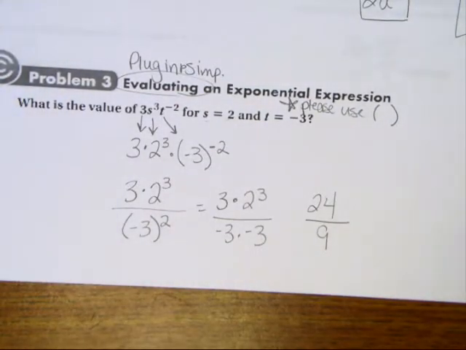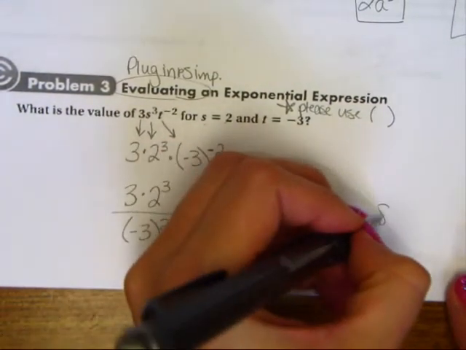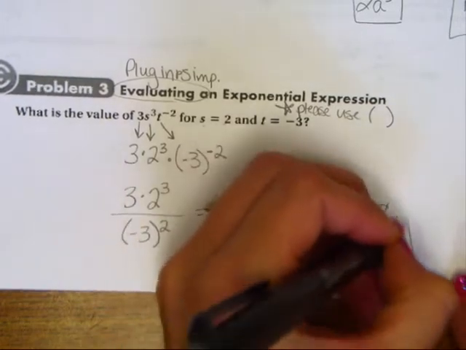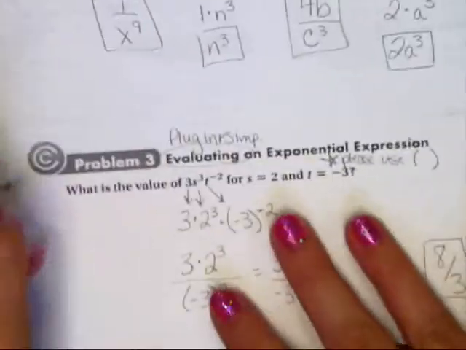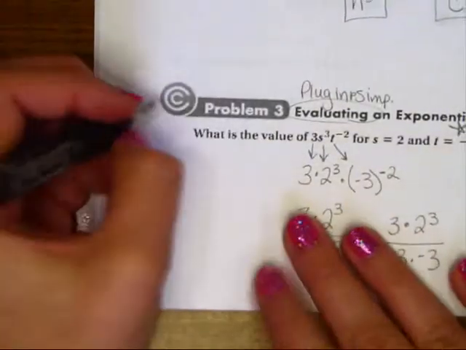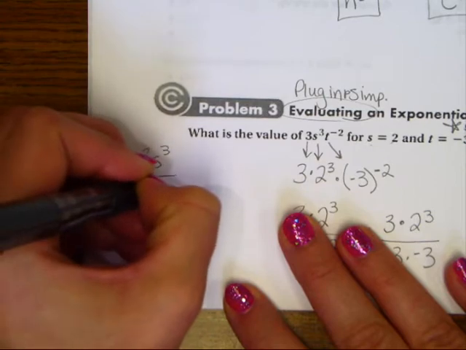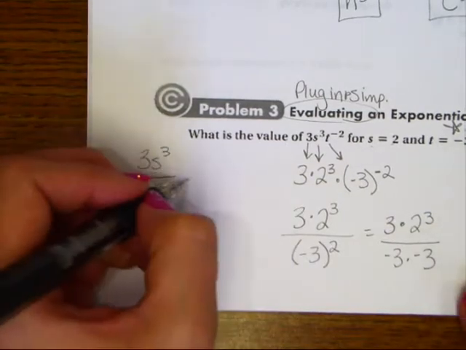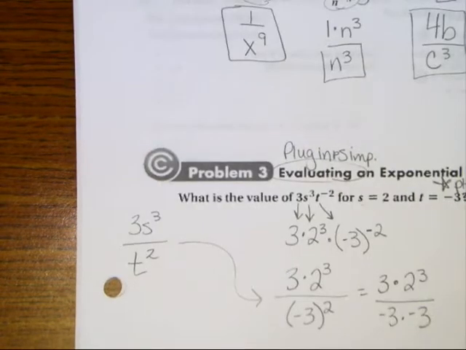Now something we should notice is that we can reduce, right? 3 goes into both 24 and 9, so I get 8/3 as my final answer. If you wanted to at the beginning, you could have simplified first. You could have started by putting the t to the +2 power on the bottom, and then jumped to that step. I don't care which way, if you want to simplify first and then plug stuff in. It doesn't matter to me as long as you do it properly.